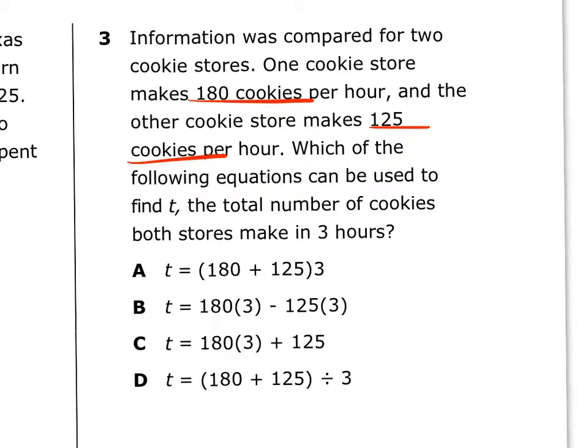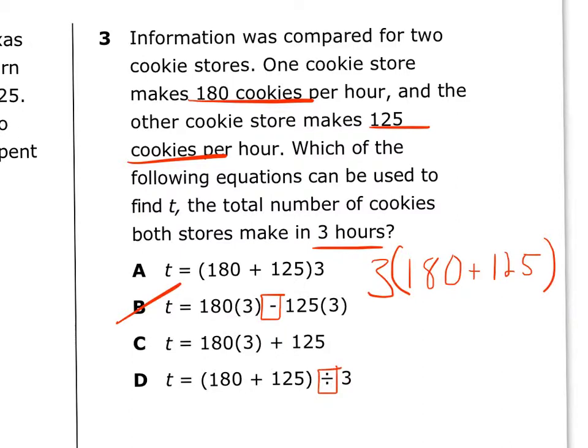You add and then multiply. You would just add them together. If one store's making 180 every hour and the other's making 125 every hour, add them together and you'll know what both stores together are making every hour. Once I know that, what do I need to do with it? Multiply by 3. Now, before we even look at our answer choices, did we subtract? No. Did we divide? No. Alright, all we did was add and multiply. So, which one of these, A or C, look the most like this right here? A. Only thing different is they have 3 on the right and we had 3 on the left.